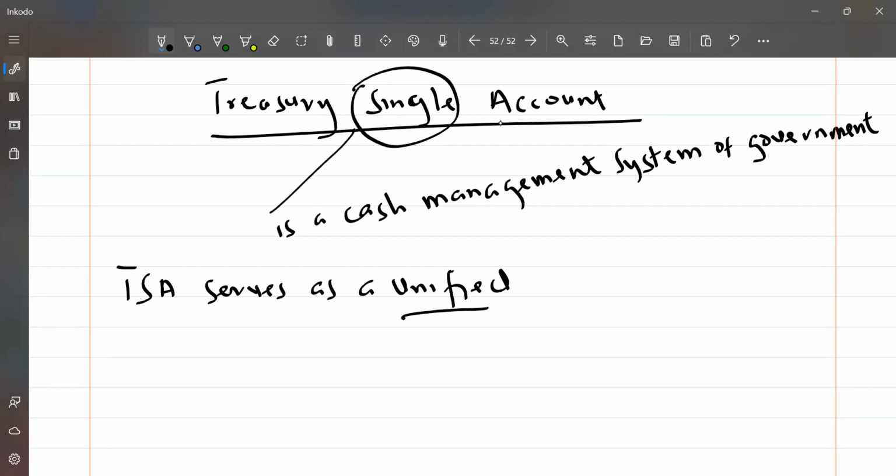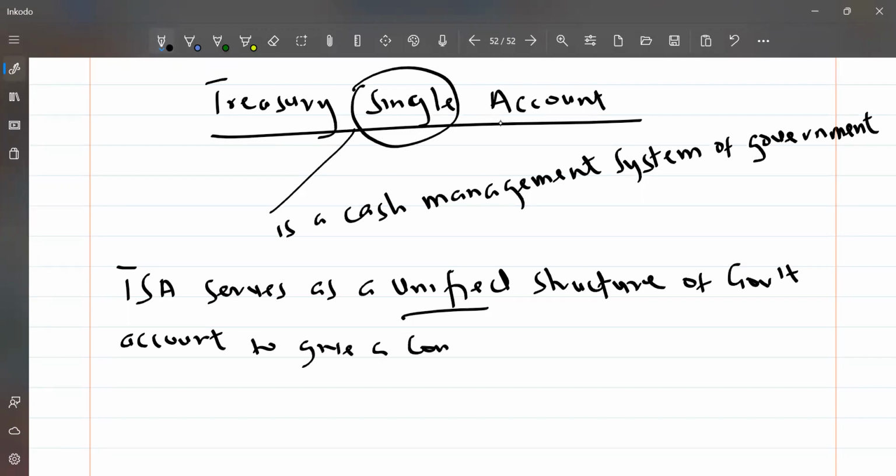Let me write so that I can explain. It says that it structures government accounts to give a consolidated view of government cash resources.